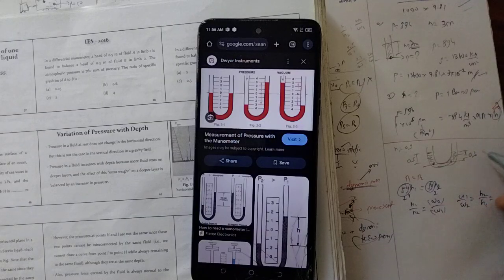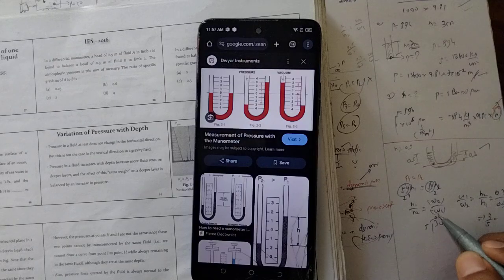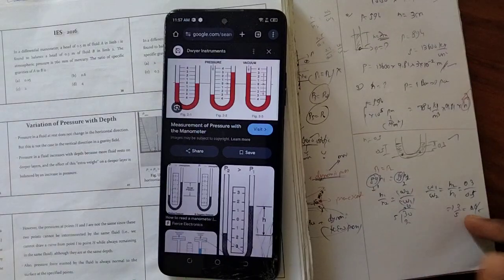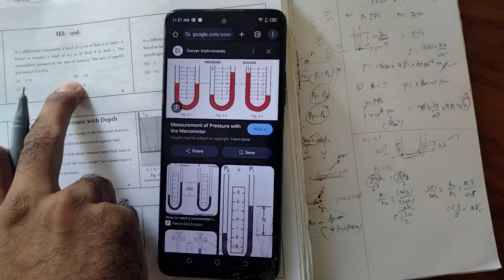So what is the value of H2? 0.3, and H1 is 0.5. So 3 divided by 5, which means 0.6. Okay, 0.6 is the answer. So option B is the correct value. The same thing goes for this one also.